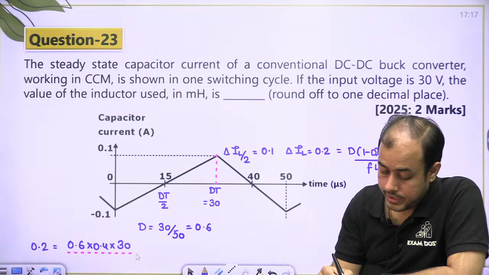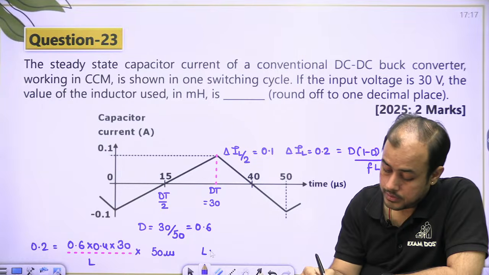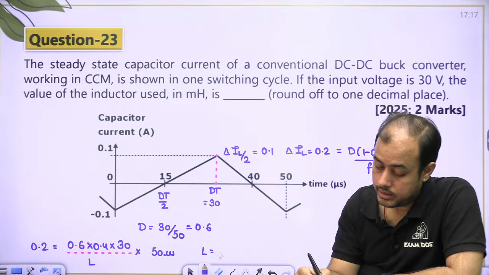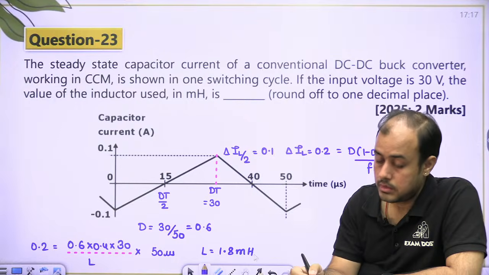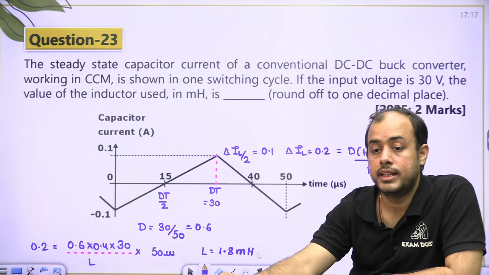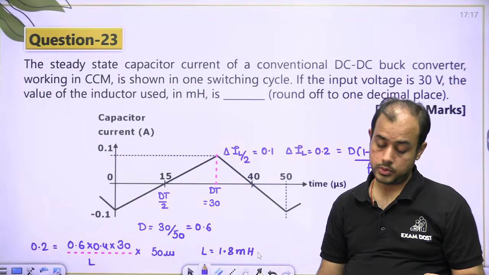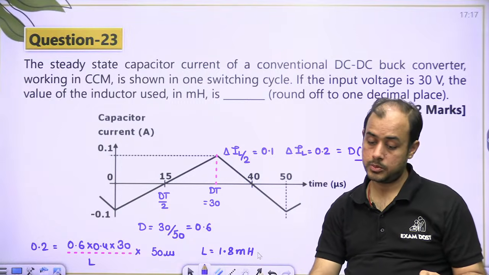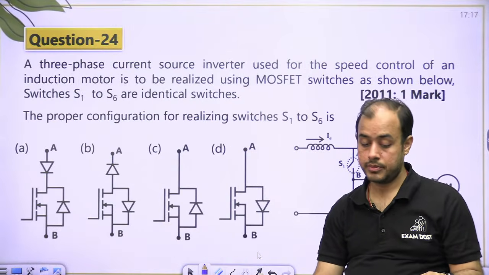Now 1 by F is actually the time period. Time period is 50 microsecond. 1.2, 36 into 50, 1800. Are you getting 1.8 millihenry? Confirm karo ek bari. 1800 micro is 1.8 millihenry. यही आना चाहिए. Very good, Subha.